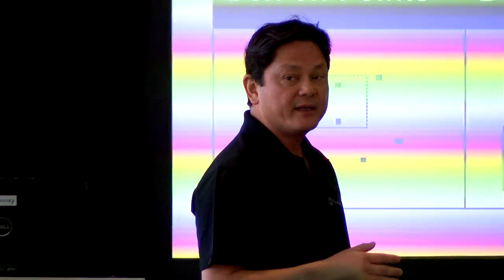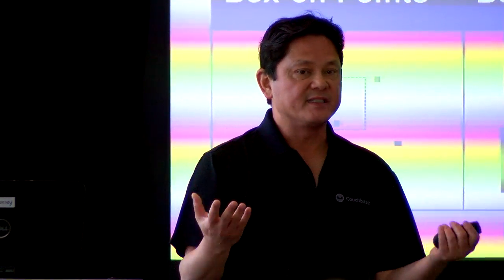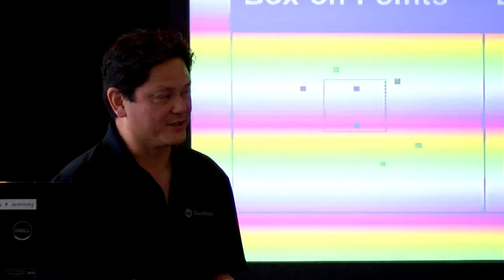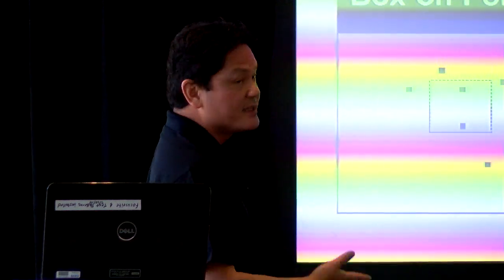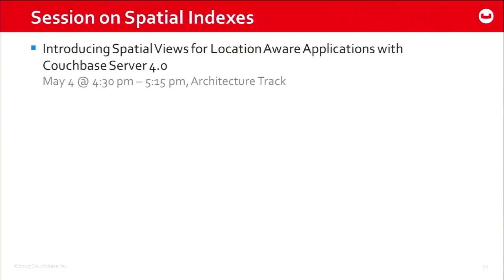Or I can combine geo queries with other dimensions. For example, you can find everyone who lives in San Francisco that's between 18 and 24 years old. And there are a lot of them in San Francisco. It's a popular place for kids nowadays. So that's spatial queries. And we have a session on spatial indexes and how to build a spatial web application tomorrow at 4:30 by our solution architect, David. So I encourage you to take a look at that.